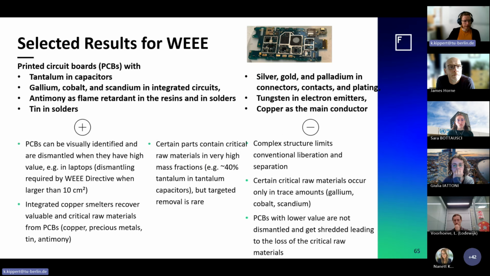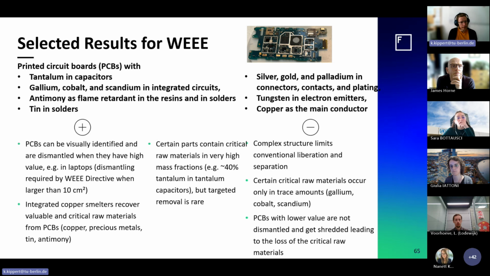Another example that we assessed are the printed circuit boards. Here we have multiple critical raw materials included, like tantalum in capacitors, gallium, cobalt, and scandium in integrated circuits, antimony as flame retardant, the tin in solders, then precious metals, tungsten, and copper as the main conductor.